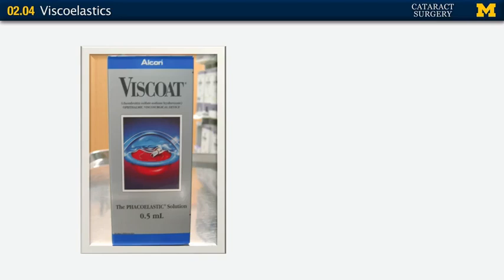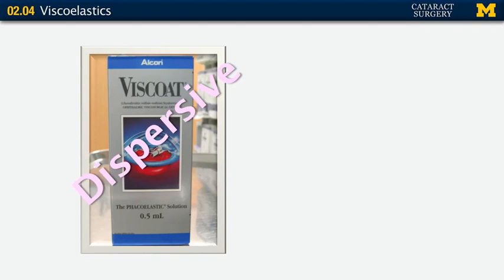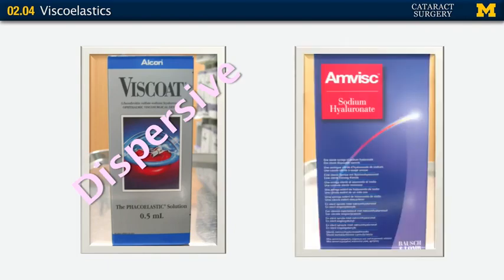Now let's talk about my favorite combo, what I use every week in the OR. Viscoat, cohesive or dispersive? If you said dispersive, you're right. And look right here. It's made with chondroitin sulfate. It also has a little sodium hyaluronate. And Amvisc, cohesive or dispersive? Absolutely, cohesive. These are the two viscoelastics that I use to do the soft shell technique, which we'll talk about here in just a second.